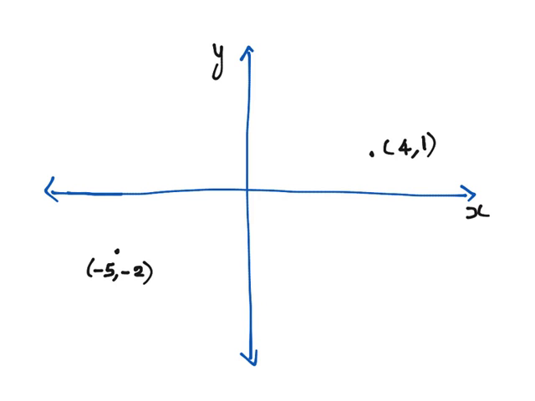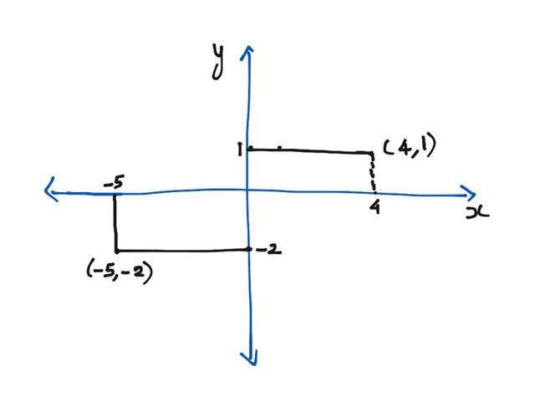Okay, now look at this diagram. I have drawn the x-axis and the y-axis, the coordinate axes, and I have also plotted 2 points, (4, 1) and (-5, -2). This is nothing but 4, and this will be 1. Same way if I draw a vertical line, this will be -5, and this point will be (0, -2), so -2.